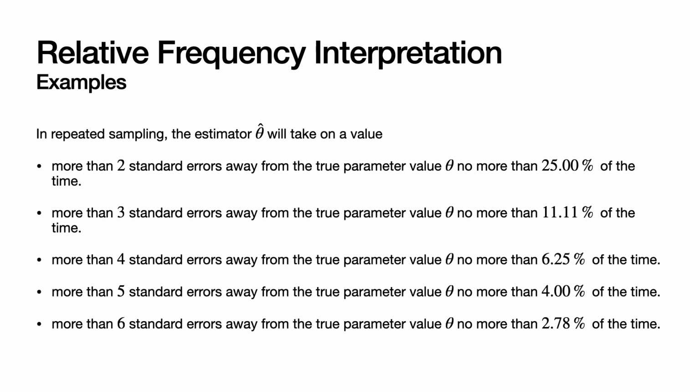Theta hat will take on a value more than 5 standard errors away from the true parameter value theta no more than 4% of the time. And finally, theta hat will take on a value more than 6 standard errors away from the true parameter value theta no more than 2.78% of the time. And again, these bounds are guaranteed, and this is applicable for any population or any sampling distribution of an estimator for which the standard error of that sampling distribution is finite.